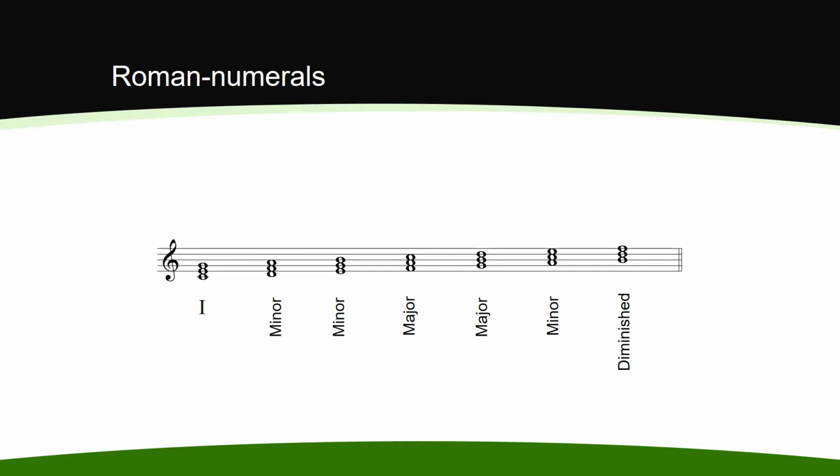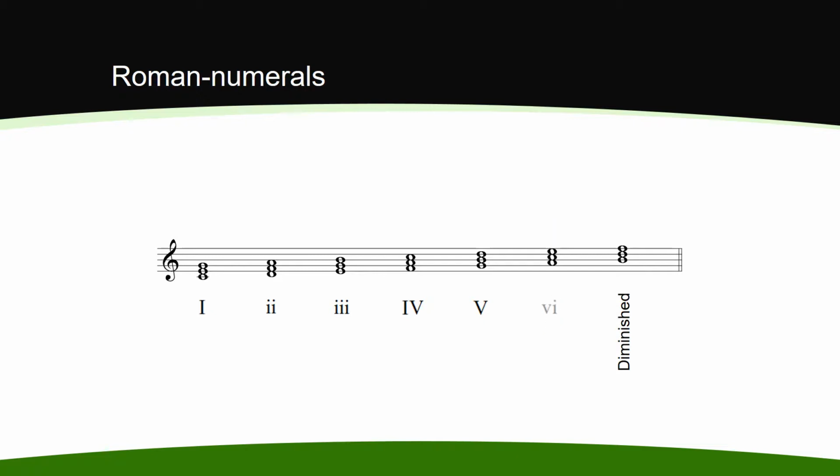The triad built on the second scale degree of a major scale is minor, so it is represented by the lowercase Roman numeral 2. The triad built on the third scale degree is also minor, so it is represented by the lowercase Roman numeral 3. The triads built on the fourth and fifth scale degrees are major, so they are represented by the uppercase Roman numerals 4 and 5.